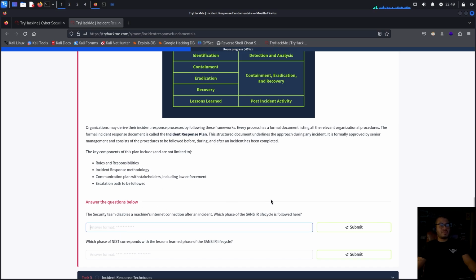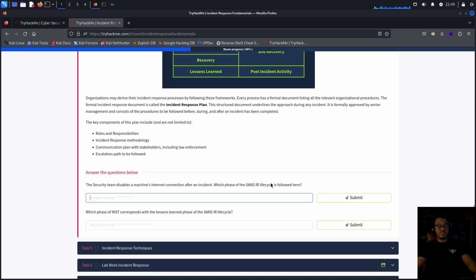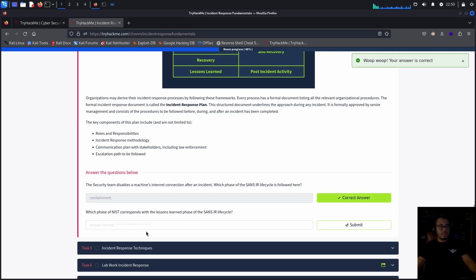The security team disables a machine's internet connection after an incident. Which phase of the SANS IR lifecycle is followed here? Containment. And which phase of NIST corresponds with the lessons learned phase of the SANS IR lifecycle? That would be post-incident activity, right?